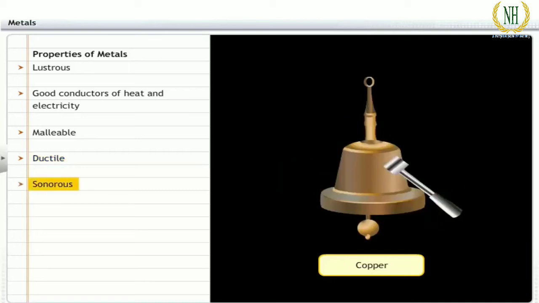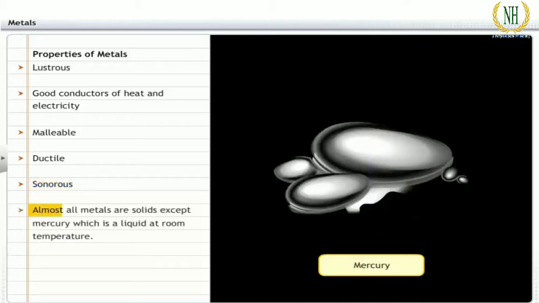Metals are sonorous. They give a ringing sound when they are hit by a hard iron rod. For example, copper. Almost all metals are solids, except mercury, which is a liquid at room temperature.